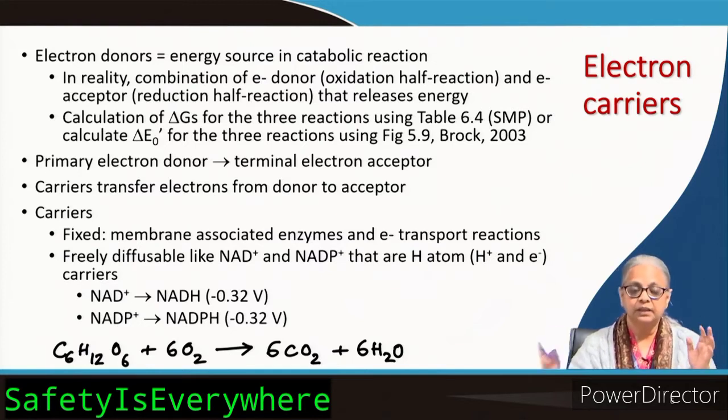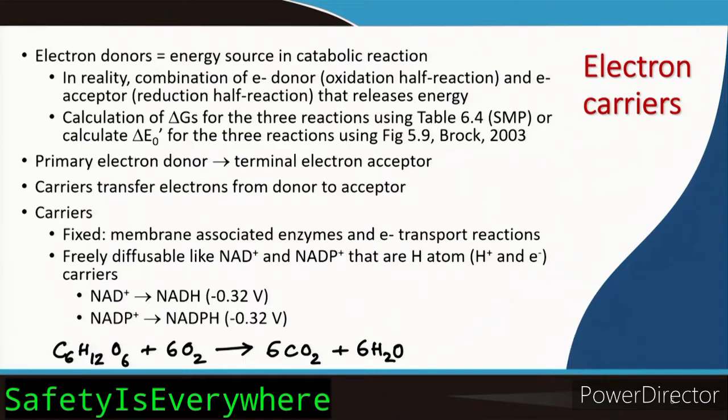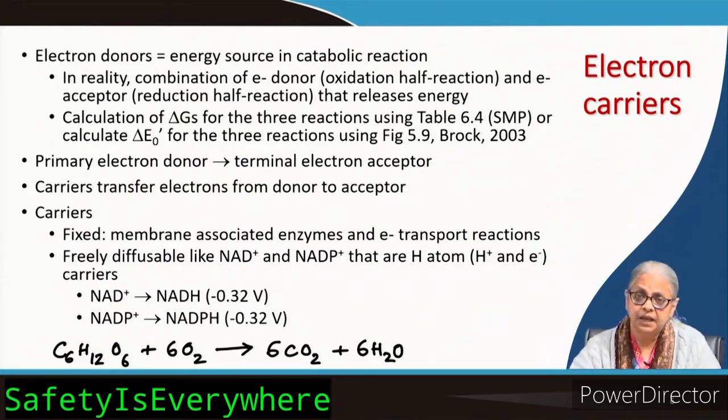So you can see that the primary electron donor is glucose. This is our glucose molecule. Now how many electrons has glucose donated in going to CO2? Here this is C6. We have 6 carbon dioxides and it has gone from 0 to +4. So 6 times 4 is 24 electrons. So glucose has donated 24 electrons.